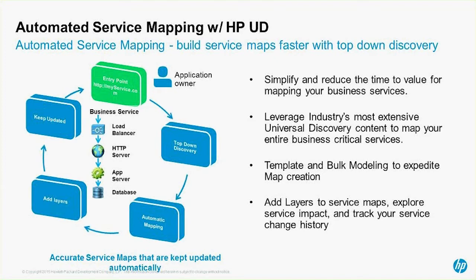And then on top of that, you're adding the layers to your service maps, exploring the service impacts, and then tracking your services based on change history, tickets being submitted, or the incidents that have happened on the configuration items. We'll look into one of the examples in our demonstration later, but it's a pretty cool and pretty intuitive feature that has been added to the UCMDB 10.20 version.